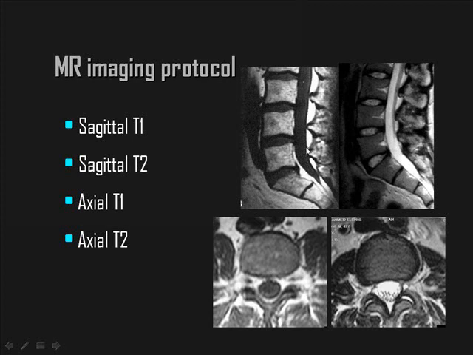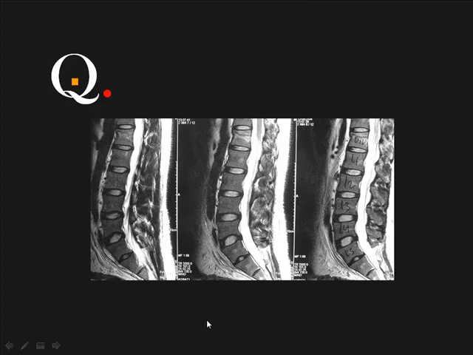Then the spine is examined by MRI in the sagittal plane, and you have T1 and T2. And in the axial plane, you have T1, where the CSF is black, and T2, where the CSF is bright. This is the protocol of a spinal examination by MRI.